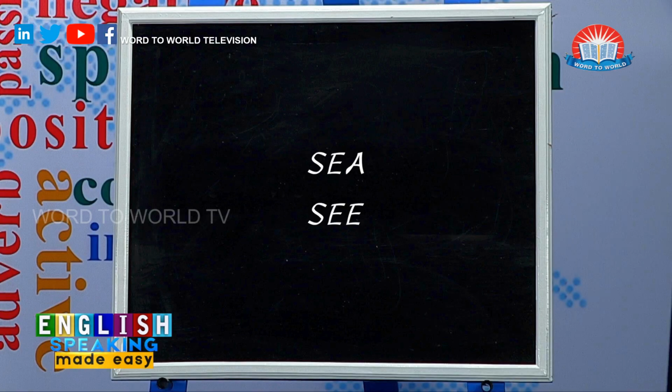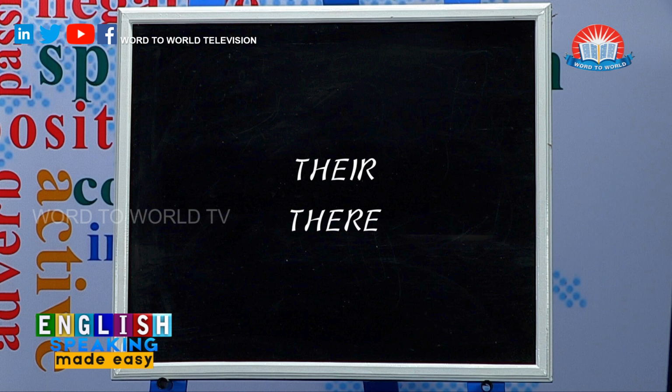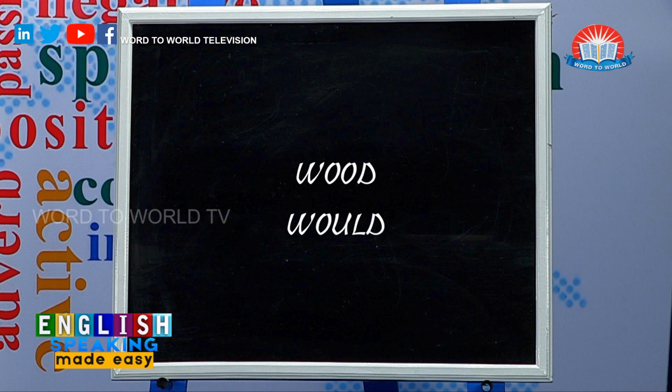Now, look at these words SEA and SEE. Pronounce them, both have the same pronunciation. Meanings are different, spellings are different, but pronunciation is the same. It is C. Now, THEIR and THERE, homophones, pronunciation is the same. There, spelling is different, meaning is different.